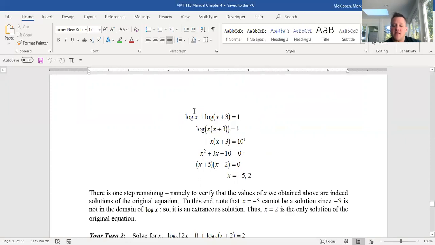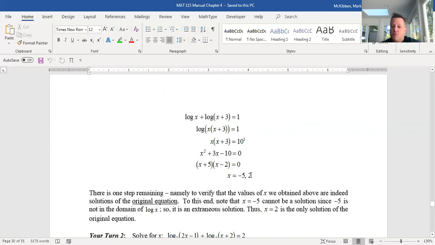And so what we say is negative 5 is an extraneous solution. It's a solution that you get along the way by undoing a log, but it doesn't satisfy the original equation. So you throw it out. You cannot include minus 5 as a solution.